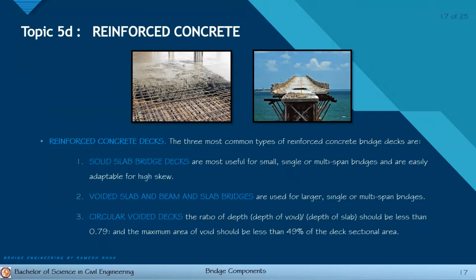Reinforced concrete decks. The 3 most common types of reinforced concrete bridge decks are: first, we have the solid slab bridge decks, are most useful for small single or multi-span bridges and are easily adaptable for high skew. The next, we have the voided slab and beam and slab bridges, are used for larger and single multi-span bridges. Circular voided decks, the ratio of depth of void over the depth of slab should be less than 0.79. So we have to take note of this value, and the maximum area of the void should be less than 49% of the deck sectional area.